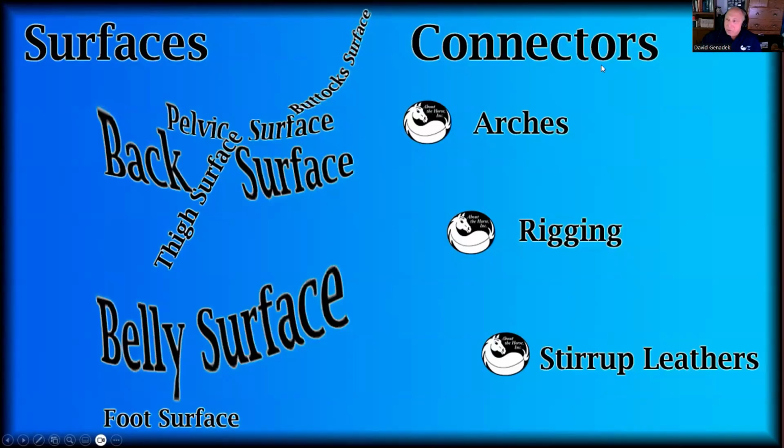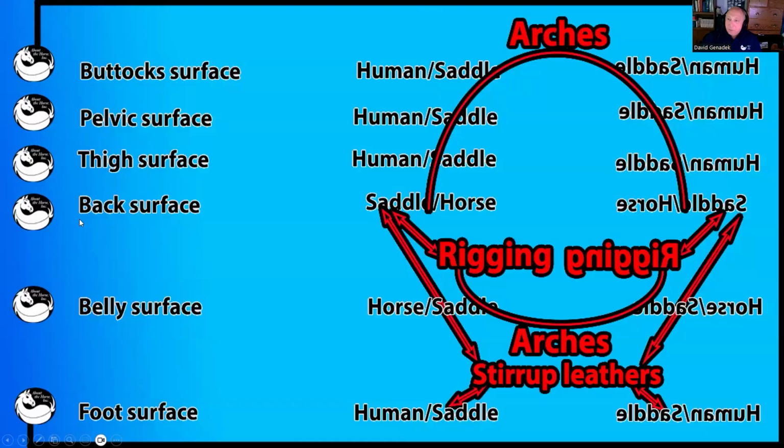All right, so here's what we end up with: a buttock surface, pelvic surface, thigh surface, and foot surface for the rider. Then we have the belly surface and back surface for the horse. Now those surfaces have to be connected, and we do that with arches, with the rigging, and with the stirrup leathers. Pretty straightforward, but it starts getting a little more complicated when you look a little closer.